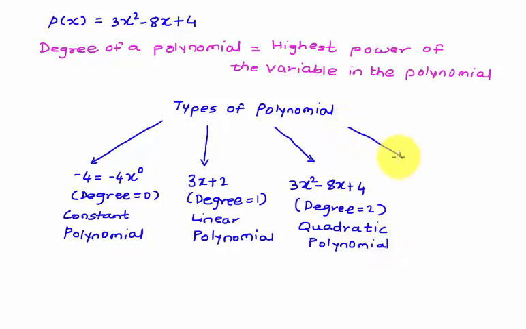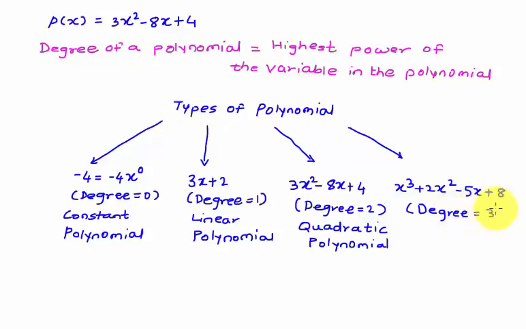Now let's take another polynomial, x cube plus 2x square minus 5x plus 8. This polynomial has 4 terms and its highest power is 3. X cube has the highest power, 3. Hence the degree of this polynomial is 3.